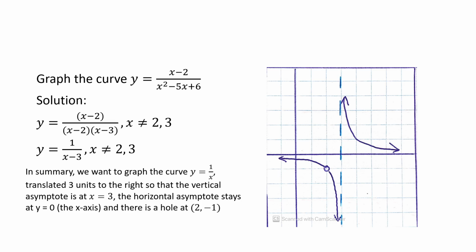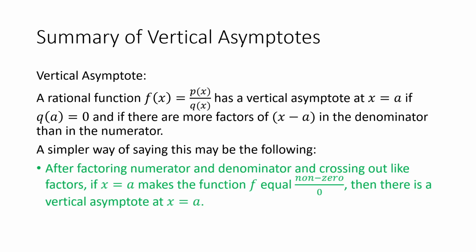And the curve ends up looking like this. Okay? We've got that vertical asymptote right here at x equals 3, and we've got that hole right there at the point 2 comma negative 1. But other than that, we've basically drawn the curve y equals 1 over x.